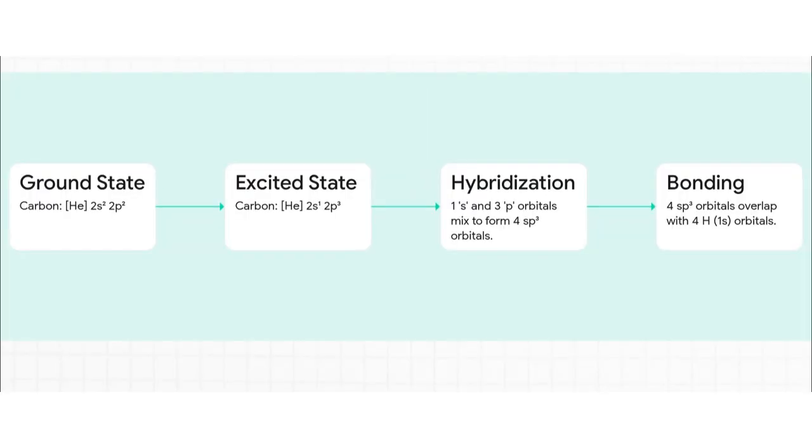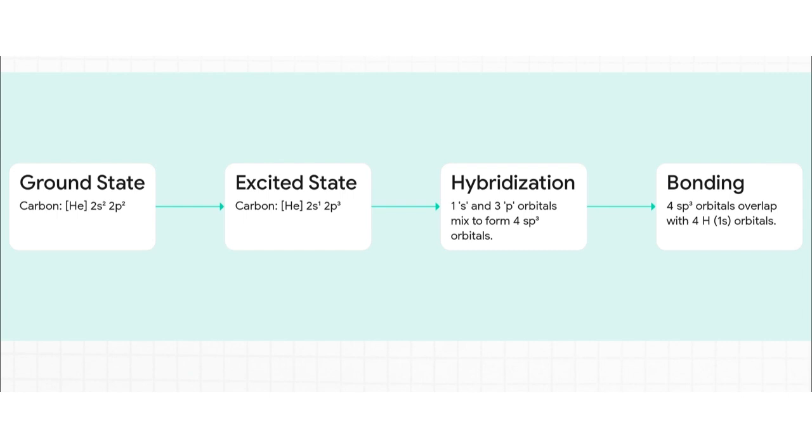Chaliye, let's understand this process using methane, CH4, as our example. In its ground state, carbon's configuration is 2s squared 2p squared. It only has 2 unpaired electrons. So how can it form 4 bonds? Well, first, one of the 2s electrons gets promoted to the 2p orbital. Now, in this excited state, it has 4 unpaired electrons.